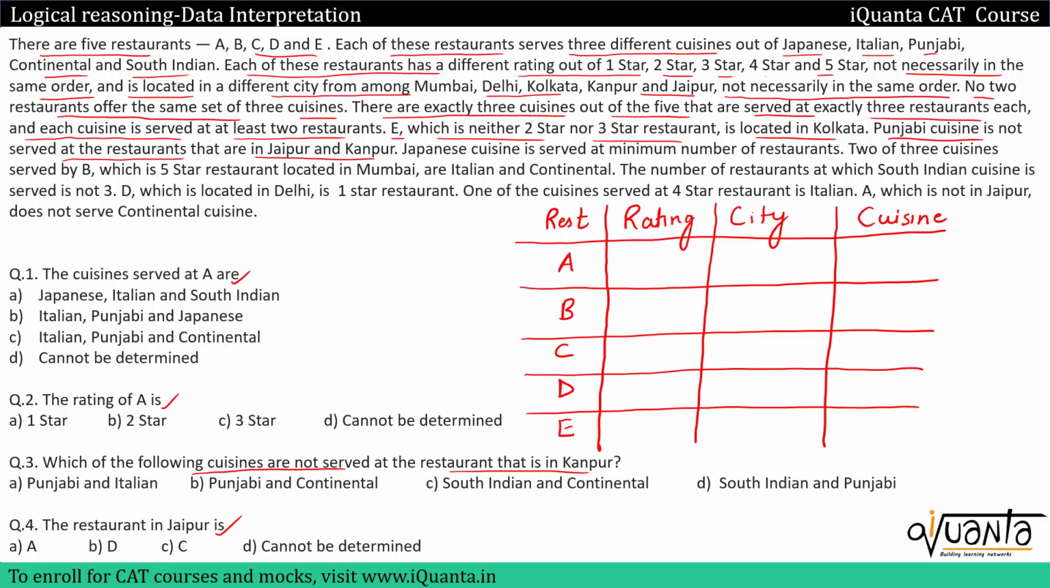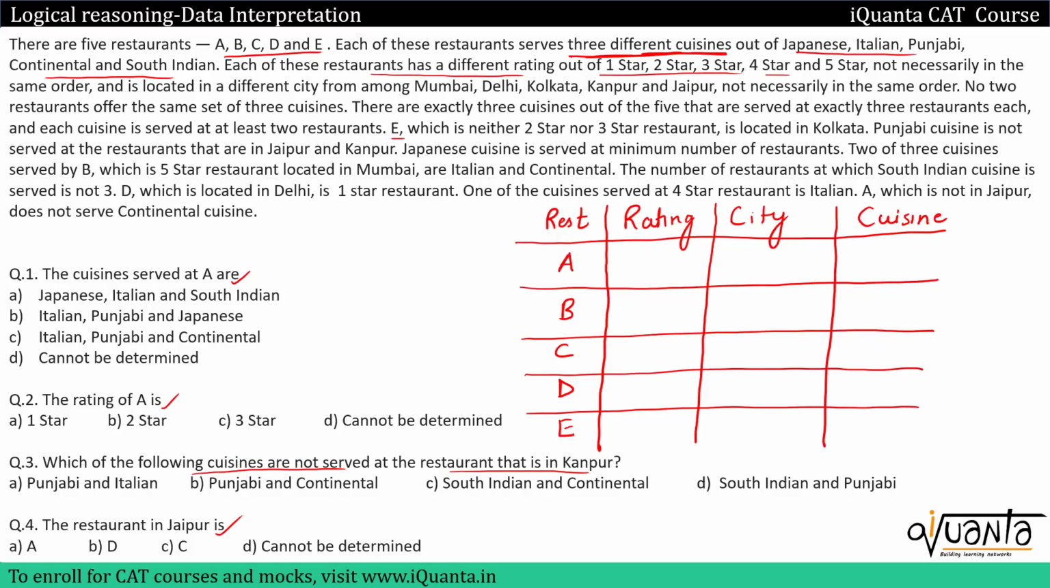So let us again scan this paragraph given to us. So we were given 5 restaurants A, B, C, D, E. They were serving 3 different cuisines, so every restaurant will serve 3 different cuisines. They have to be selected out of these: Japanese, Italian, Punjabi, continental and South Indian. Each of these restaurants has a different rating out of 1, 2, 3, 4, 5, not necessarily in the same order, and is located in a different city out of Mumbai, Delhi, Kolkata, Kanpur and Jaipur.